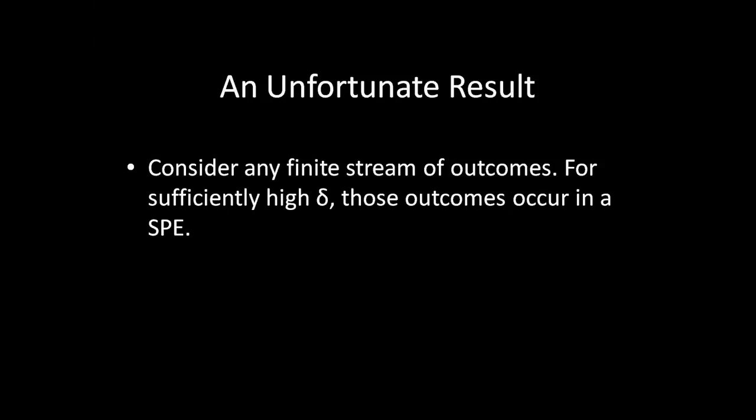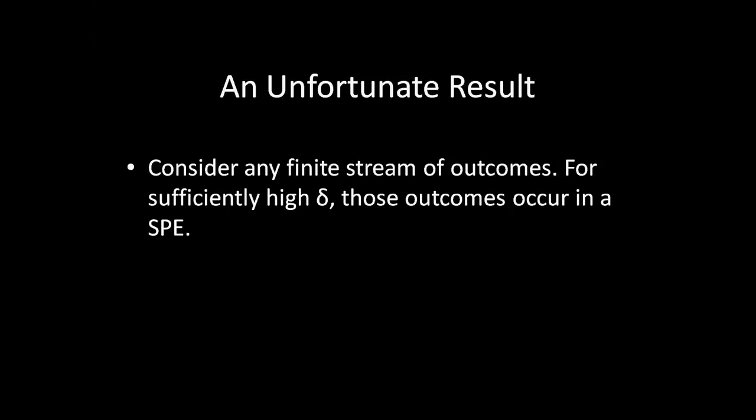I can actually illustrate this with the repeated prisoner's dilemma. For example, imagine that we had a set of outcomes that looked like this. In the first period, we both cooperate. In the second period, we both defect. In the third period, we both defect. In the fourth period, I defect and you cooperate. In the fifth period, we both cooperate. In the sixth period, we both cooperate. In the seventh period, I defect and you cooperate. In the eighth period, you cooperate and I defect. That's a finite stream of outcomes.